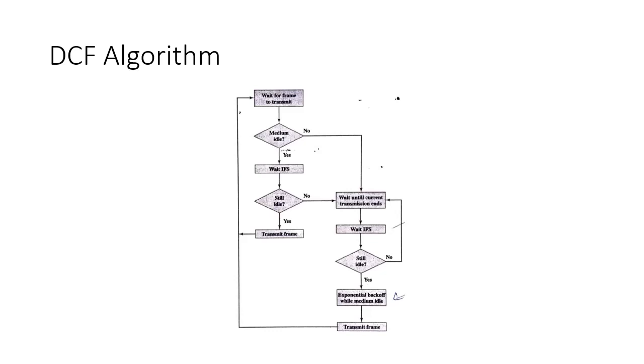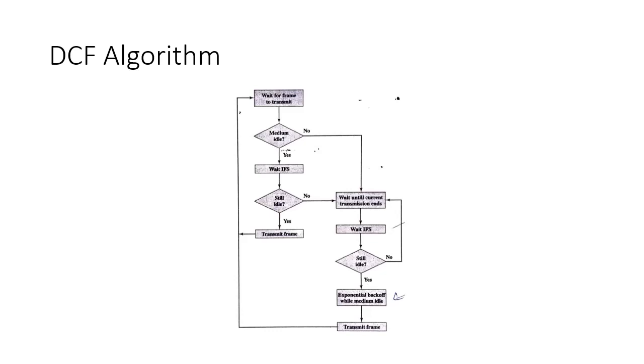A station with a frame to transmit senses the medium. If the medium is idle, it waits to see if the medium remains idle for a time equal to IFS, that is the interframe space. If so, the station may transmit immediately. If the medium is busy, the station defers transmission and continues to monitor the medium until the current transmission is over. Once the current transmission is over, the station delays another IFS.